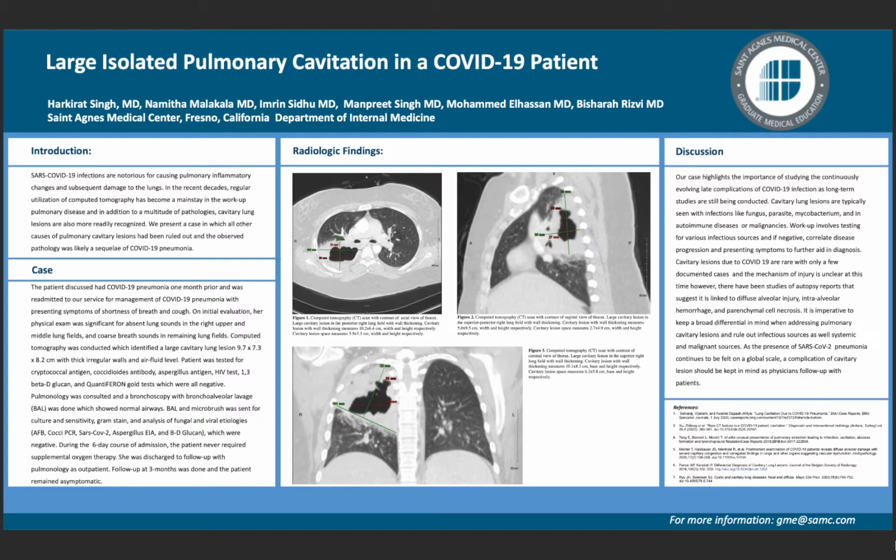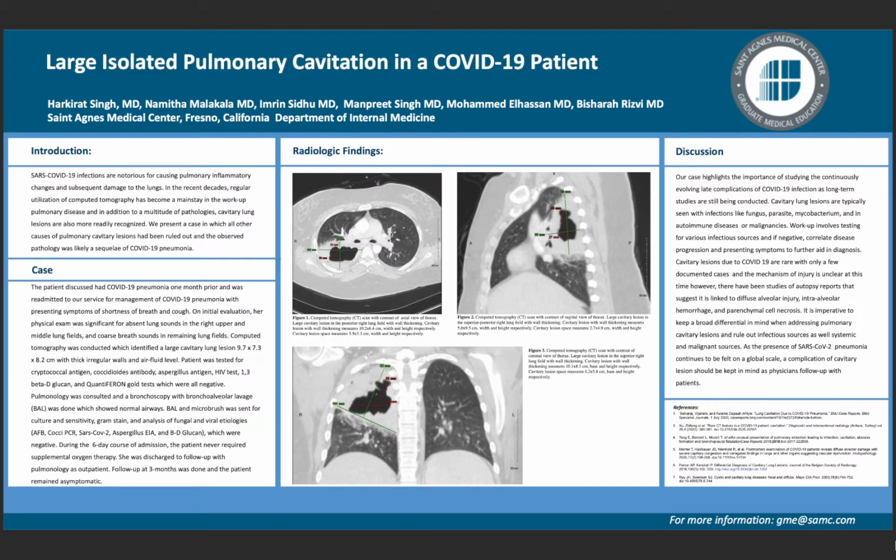Along with this imaging, we also tested the patient for cryptococcal antigen, coccidioides antibody, aspergillus antigen, HIV test, 1,3-beta-D-glucan, and QuantiFERON Gold tests, which were all found to be negative. Pulmonology was consulted, and a bronchoscopy with bronchoalveolar lavage was done, which showed normal airways. BAL and microbrush was sent for cultures and cytology, sensitivity, gram stain, fungal, viruses, AFB, cocci, PCR, SARS-CoV-2, aspergillus EIA, and beta-D-glucan, which were all found to be negative.